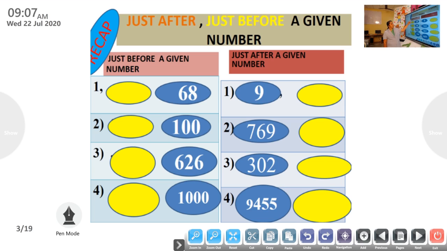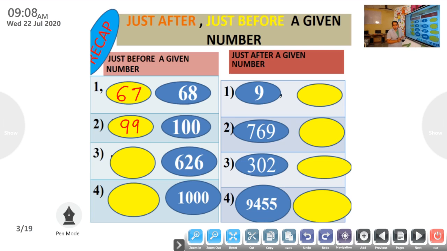Write the just before a given number. So what is the number here? First question. So 68. Number before 68. The number that comes just before 68 is, yes, count it backward, it is 67. Question number 2. What is the question here? It's 100. So count the number back. 100 backward, it's 99.